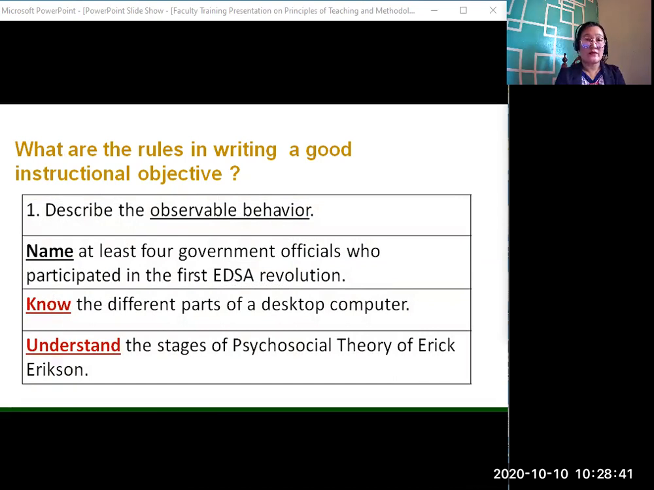In this example, we have three instructional objectives. Name at least 4 government officials who participated in the first EDSA revolution. The other one is know the different parts of a desktop computer, and understand the stages of psychosocial theory of Erik Erikson. We can see the highlighted words here. These are the outcome verbs: name, know, and understand. When the students name at least 4 government officials, it is an observable behavior. But the terms know and understand are hard to manifest.